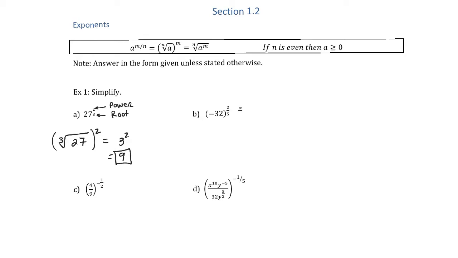Okay, so then this one would be the fifth root of negative 32, and then we'll take and square all of that. So we would get negative 2, and that's squared, so the answer there is 4.